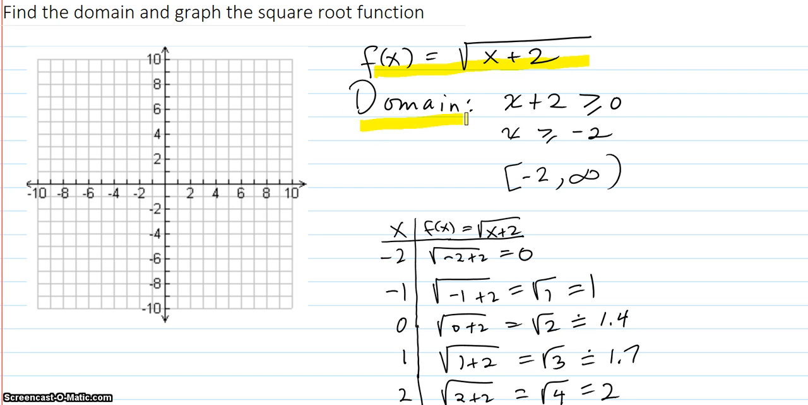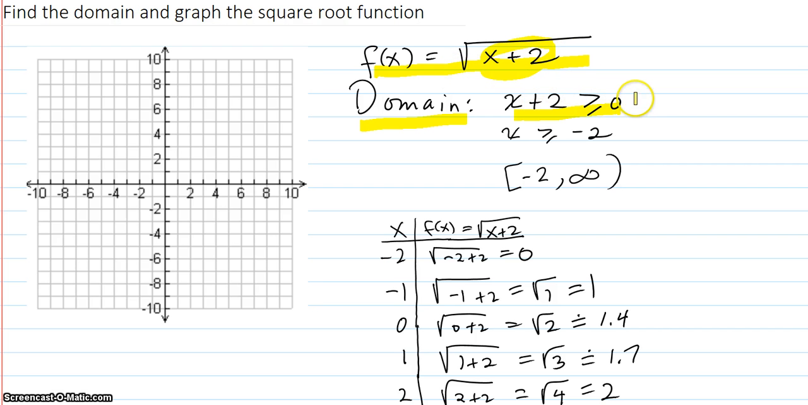So to find the domain, all we have to do is set the inside part to be greater than or equal to 0. Because as soon as the inside part, the radicand, is negative, then we have the square root of a negative number, which is not in the real number system. So it's not part of the function.